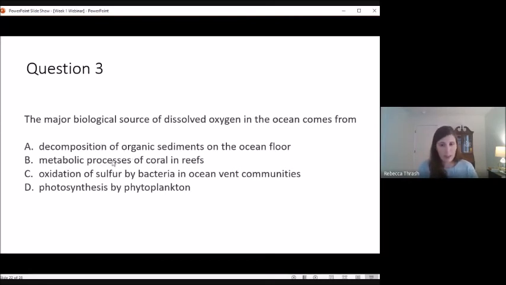Again, metabolic processes of coral. Coral is an animal that would use oxygen, not make oxygen. Oxidizing sulfur, like you literally are using oxygen in that reaction. So the last thing is the correct answer, which is photosynthesis. And we know that oxygen is a byproduct of photosynthetic processes.